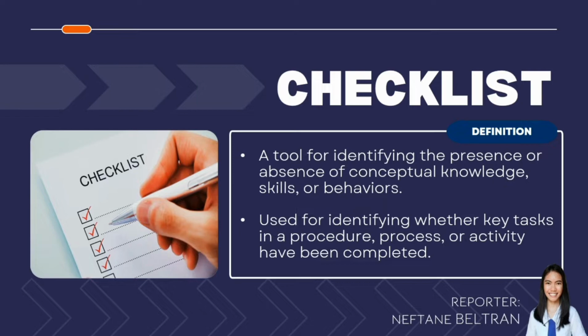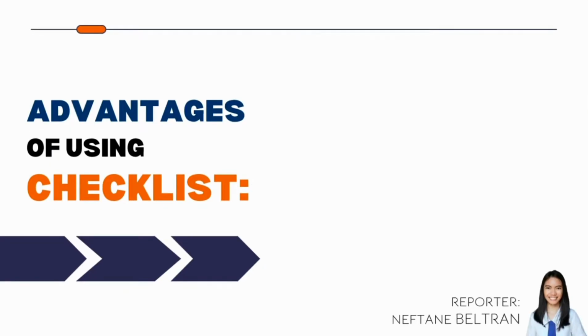Let's go through the advantages of using checklists. The first advantage is that a checklist allows inter-individual comparison. As I said earlier, a checklist, by definition, is a tool for identifying or evaluating the presence or absence of conceptual knowledge, skills, or behavior. So with the use of checklists, the teacher can determine what kind of student he or she is, or what his or her behavior is, based on what the teacher observed.